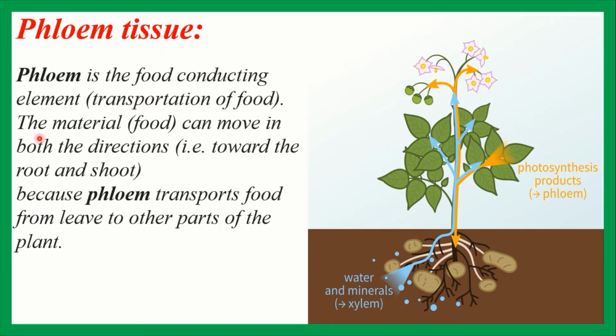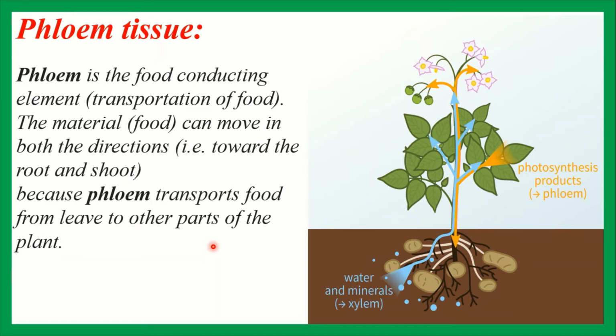Food materials can move in both directions, that is towards the root and shoot, because phloem transports food from leaf to other parts of the plant. So we can say that the complex tissue which is responsible to transport prepared food from leaves to stem and root is known as phloem tissue.